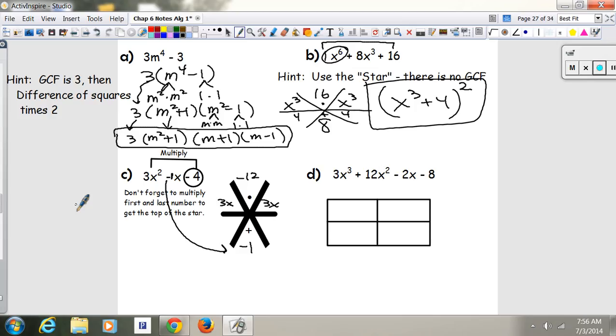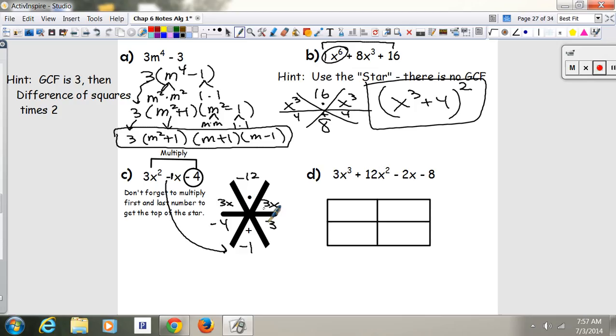So let's see, multiply to give us negative 12, add up to negative 1. I think would be negative 4 and 3. Negative 4 times 3 is negative 12. Negative 4 plus 3 is negative 1. The bottom number and the bigger number have to be the same sign.